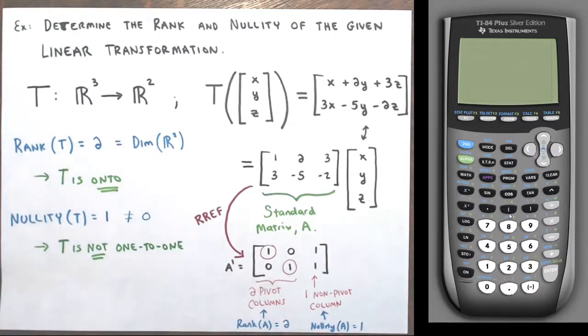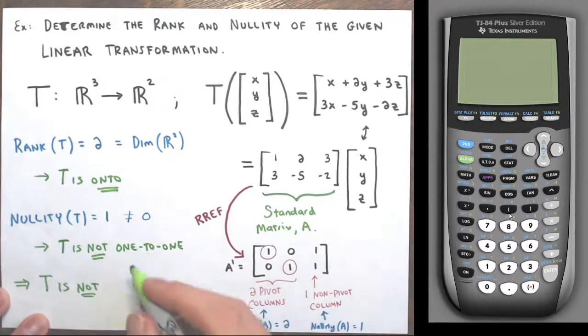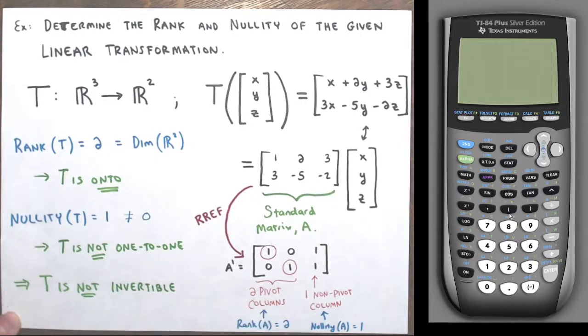Therefore, this particular transformation is not invertible. In order for a transformation to be invertible, it has to be both 1-to-1 and onto. This is not both. So now we can also say that T is not invertible because it's not 1-to-1. It's got to be both 1-to-1 and onto. We can also say that T is not an isomorphism.